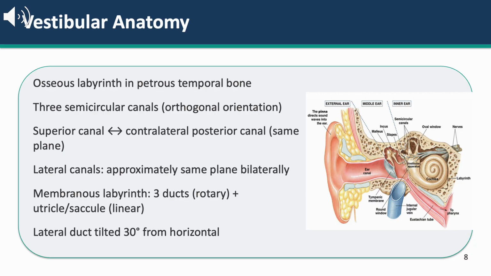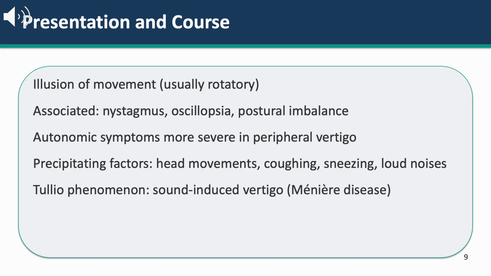Section 4. Clinical manifestations, slides 9-14. Vertigo presents as an illusion of movement due to an imbalance of tonic vestibular activity. It is usually rotatory, but sensations of body tilt or impulsion may also occur. Vertigo is commonly associated with nystagmus, oscillopsia, postural imbalance, and autonomic symptoms. Importantly, autonomic symptoms such as sweating, pallor, nausea, and vomiting are generally more severe with vertigo of peripheral origin than with vertigo of central origin.